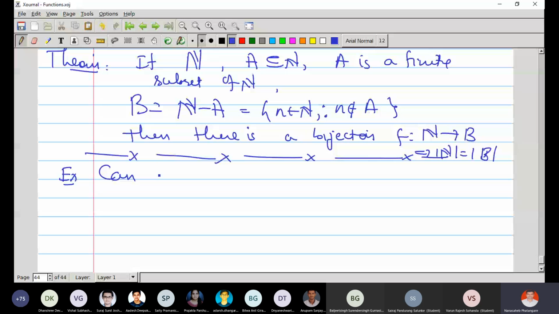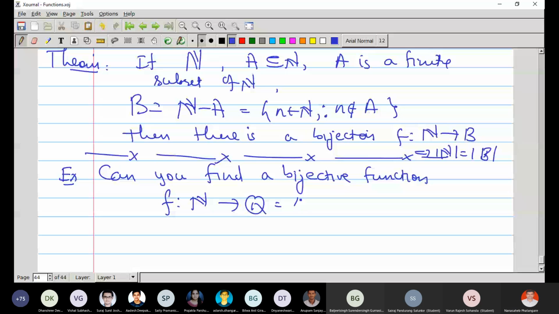Can you find a bijective function f from natural numbers to the set of rationals? So you think about this. Can you find a bijective function from natural numbers to the set of rational numbers? Right, this is a big question. Not very big, not very difficult, but you should think about it. Maybe later on, perhaps we'll discuss this because you need to think about it.